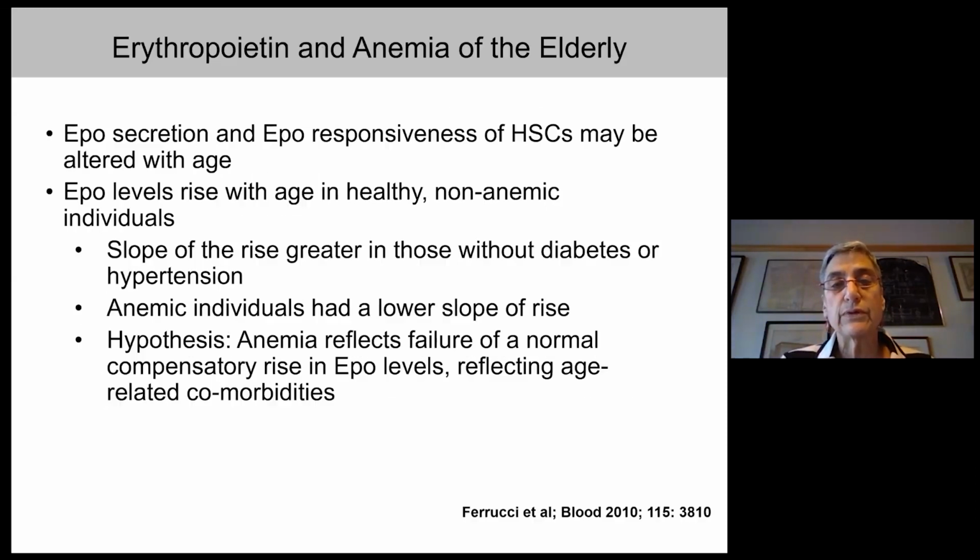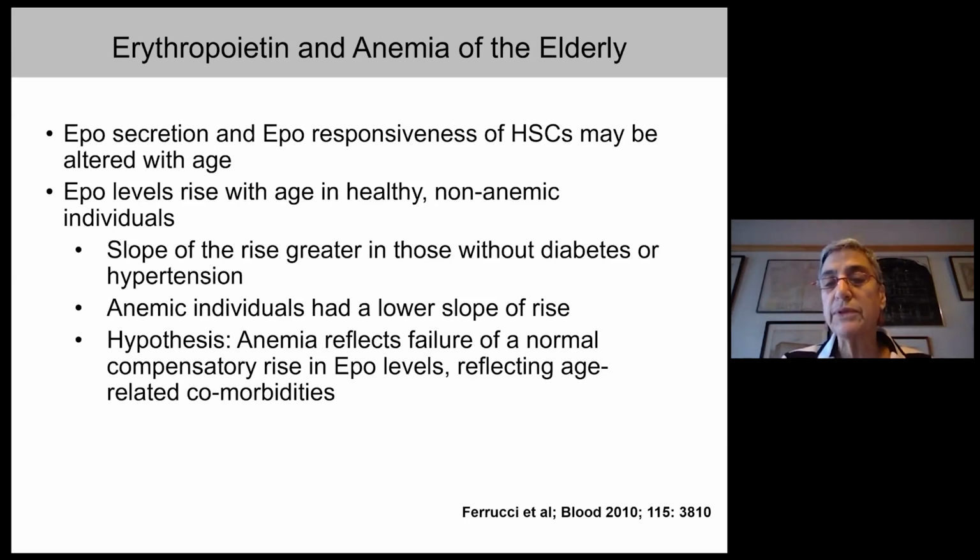The important thing of measuring the EPO, though, is that erythropoietin is also very important in anemia in the elderly. And obviously, many of the patients that are referred to you are over the age of 65. And over the age of 65, 10 to 12% of normal individuals will have mild anemia. And it turns out that EPO secretion and EPO responsiveness of hematopoietic stem cells is altered with age. So if you have a cohort of healthy, non-anemic individuals over the age of 65, their EPO levels rise to maintain their hematocrit because the hematopoietic stem cell is less responsive to EPO.